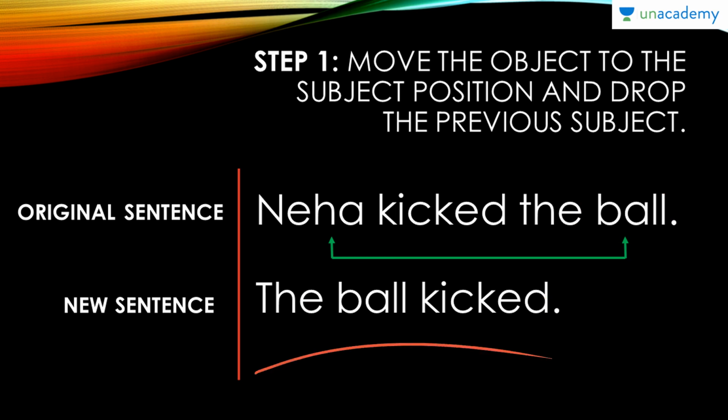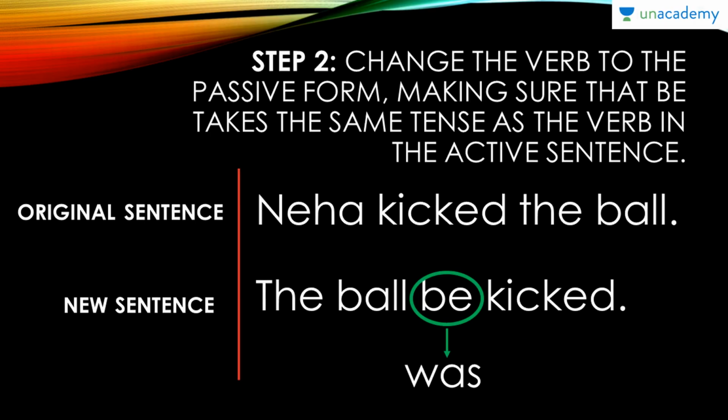So the ball kicked. Now this sentence makes absolutely no sense and it will not make sense until we get to step 3. So please bear with me. So for now we have a very weirdly structured sentence, the ball kicked. Step number 2. Change the verb to the passive form, making sure that it takes the same tense as the verb in the active sentence. Okay, so we need to add an auxiliary verb to make it passive, right? Because every passive sentence has an auxiliary verb attached to the main verb.